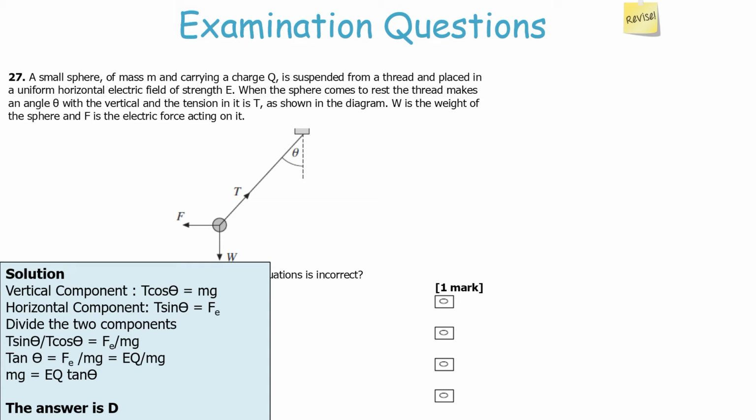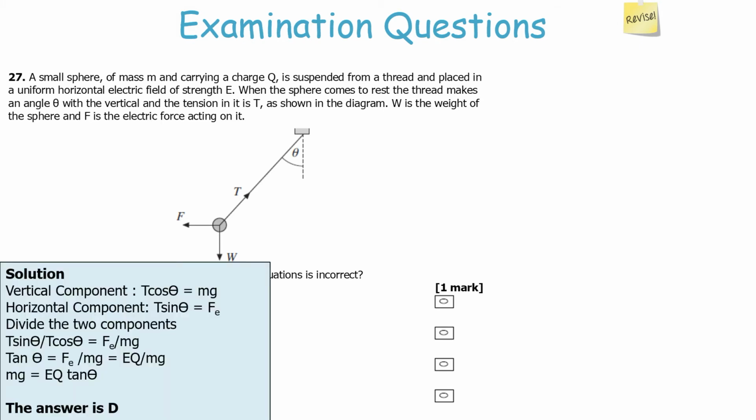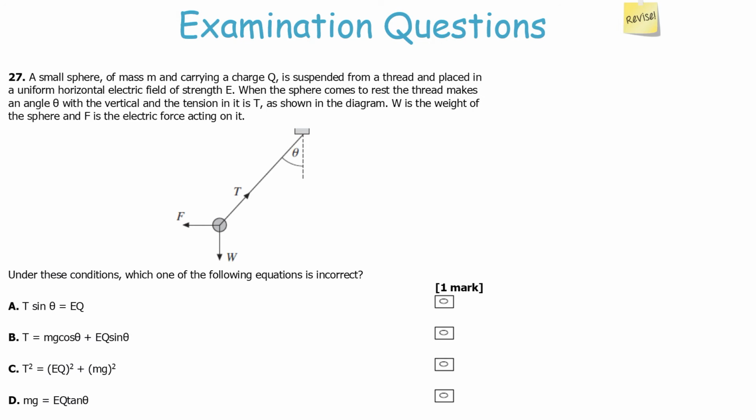So what we can also do now is, we know T cos theta equals mg and T sin theta equals Fe, so we can divide the two and say T sin theta over T cos theta is equal to Fe over mg. So therefore T sin theta over T cos theta becomes tan theta. The two T's cancel through and sin over cos equals tan. So that equals Fe over mg, and we know the electrical force is Eq, so mg is equal to Eq over tan theta. So as a result, what is the only one that will be incorrect? Well, the only one that will be incorrect in this situation will be the answer of D.